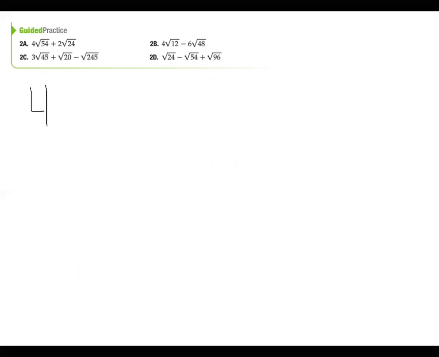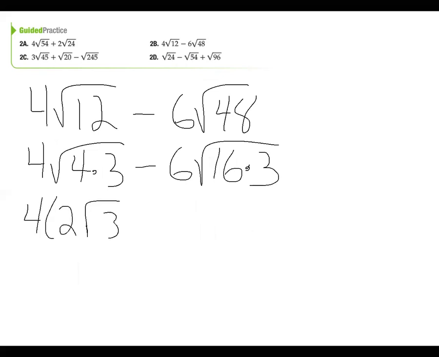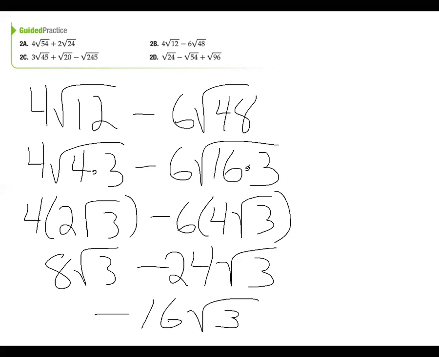2b, 4 square root 12 minus 6 square root 48. 12 is really 4 times 3, and 48 is really 16 times 3. So this becomes 4 times 2 square root 3 minus 6 times 4 square root 3. And now you can see that they have like radicals. So you have 8 square root 3 minus 24 square root 3. So negative 16 square root 3. Okay.